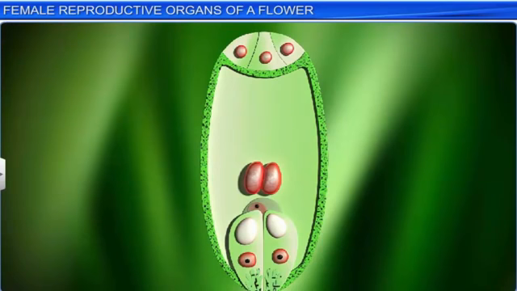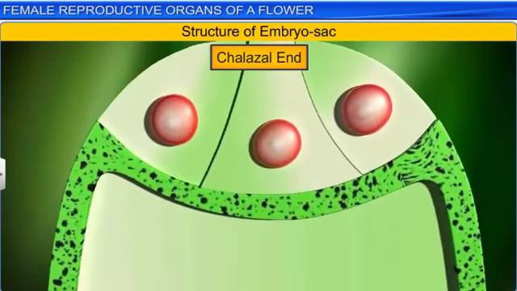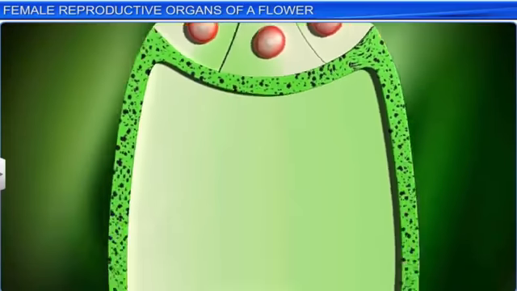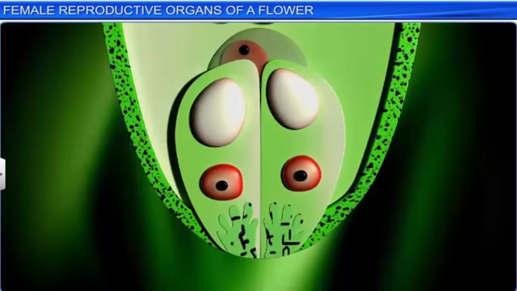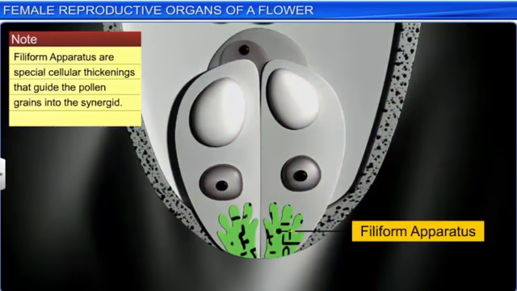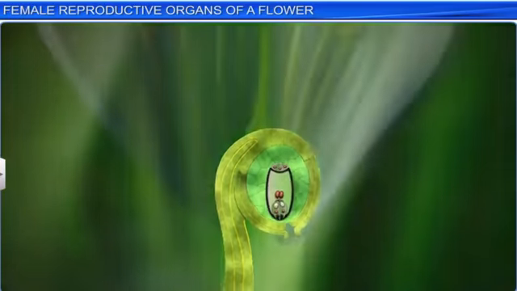Meanwhile, the 6 cells organize to form the typical structure of the embryo sac, which is now ready for fertilization. The 3 cells present at the chalazal end, for instance, group together to form the antipodal cells, which do not have any specific function, whereas the 3 cells at the micropylar end group together to form the egg apparatus. While one of the cells functions as an egg or the female gamete, the other 2 cells are called synergids. If you observe the micropylar tip of the synergids, you will notice special cellular thickenings called a filiform apparatus that guides the pollen grains into the synergid. The synergids, as well as other cells, form the embryo sac, the female gametophyte born inside the pistil.